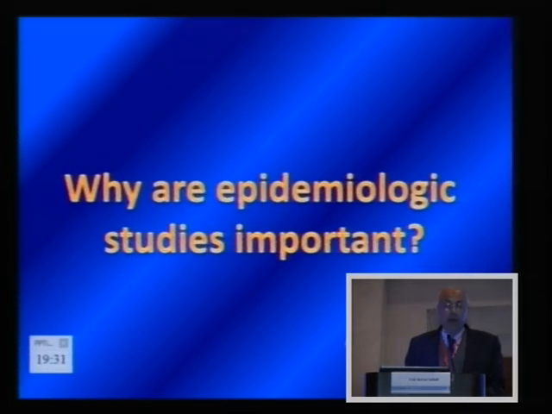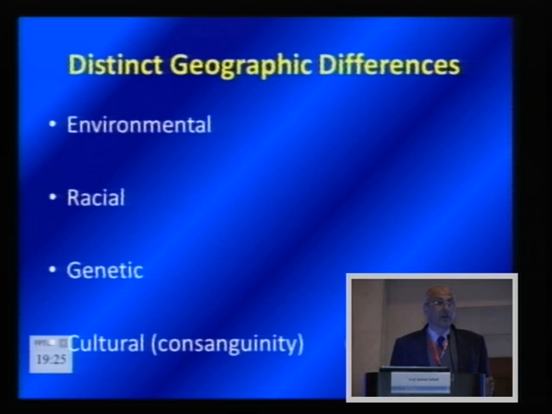So I just want to ask the question, why are epidemiologic studies important? Of course, there are distinct geographic differences between different places and different countries that explain the differences in chronic kidney disease in the population. There are environmental differences, racial differences, genetic differences, and cultural differences, including, for example, consanguinity and the effect of consanguinity on disease.